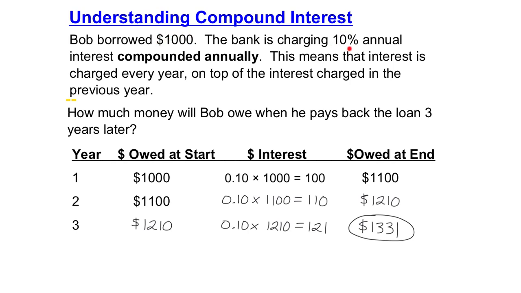I don't know if you remember the simple interest example, but he borrowed $1,000. He was charged 10% annual interest, and he paid it back 3 years later. But for the simple interest example, he owed $1,300. In this compound interest example, he owes $1,331. So he owes more interest when the interest has been compounded. Well, that makes sense because they're charging interest on top of the interest they charged in the previous year.